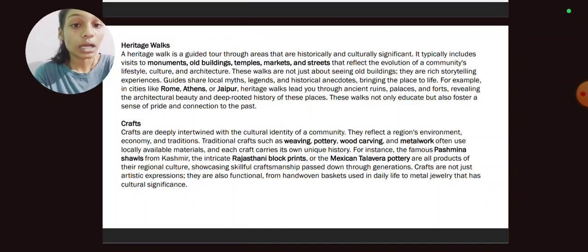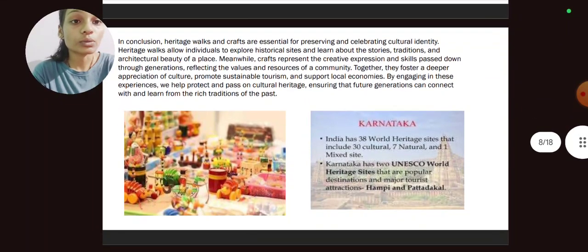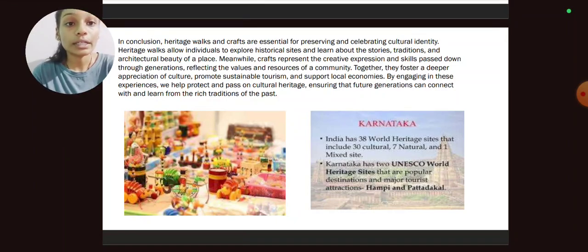Crafts are not just artistic expressions, they are also functional, from handwoven baskets used in daily life to metal jewelry that has cultural significance. In conclusion, heritage walks and crafts are essential for preserving and celebrating cultural identity. A heritage walk allows individuals to explore historical sites and learn about the stories, traditions, and architectural beauty of the place. Meanwhile, craft represents the creative expression and skills passed down through generations, reflecting the values and resources of a community.